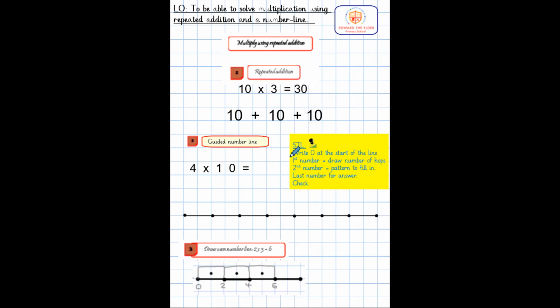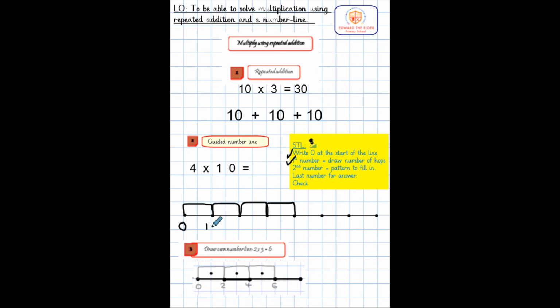Our first step is to write 0 at the start of the line. Our second step is to use our first number and draw the number of hops. So I'm going to draw 4 hops. 1, 2, 3, 4. We then use our second number to fill in our number line. So we're going to write our groups of 10.